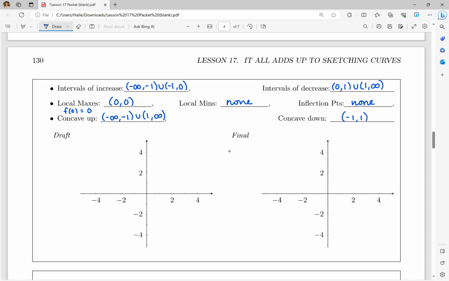So we had an asymptote at y is equal to 2. That was a horizontal asymptote. So we draw that in. We also had vertical asymptotes at 1 and -1. So we draw those in. So asymptotes are always first. Okay, so we have our asymptotes. Now let's draw our point. We know there's a point at 0, 0, and that's a local max.